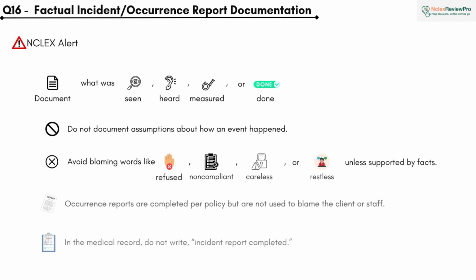Now, here is the NCLEX alert. For NCLEX, document what was seen, heard, measured, or done. Do not document assumptions about how an event happened. Avoid blaming words like refused, non-compliant, careless, or restless unless they are supported by facts. Occurrence reports are completed according to facility policy, but they are not used to blame the client or staff. And in the medical record, do not write "incident report completed."